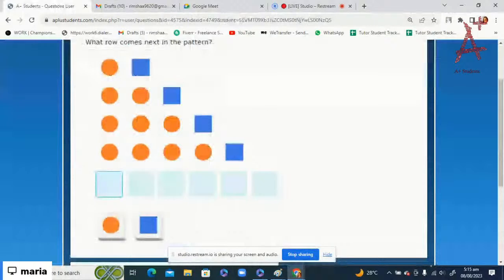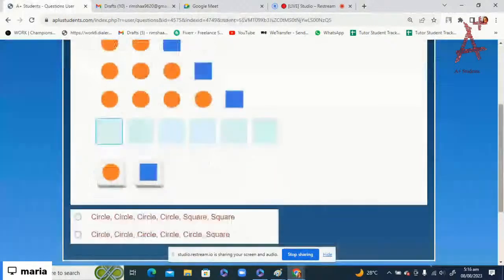Okay, so now I'm going to add one. In the second row there are two circles and one square. In the third row there are three circles and one square. In the fourth row there are four circles and one square. And in the fifth row there are five circles and one square. So which option is right? Which has five circles and one square?